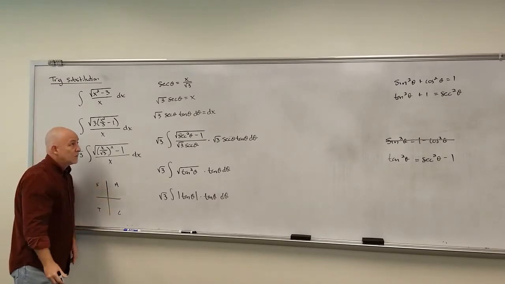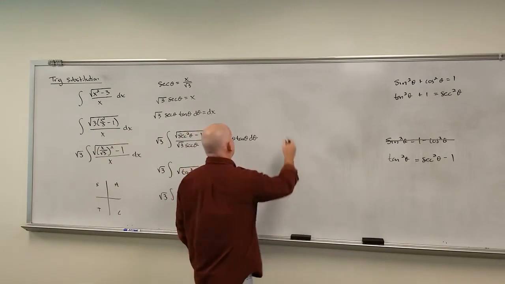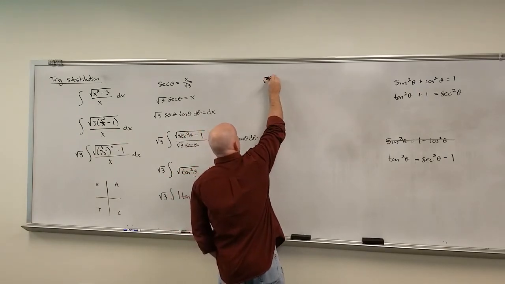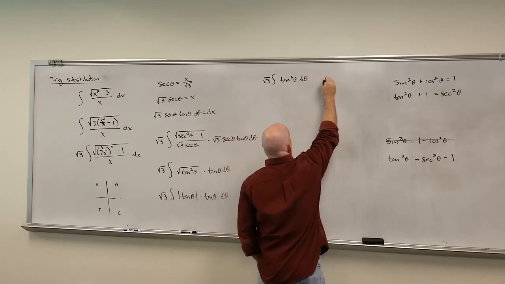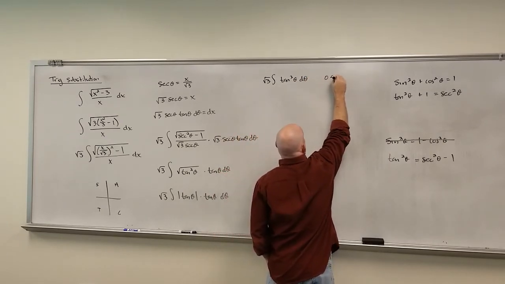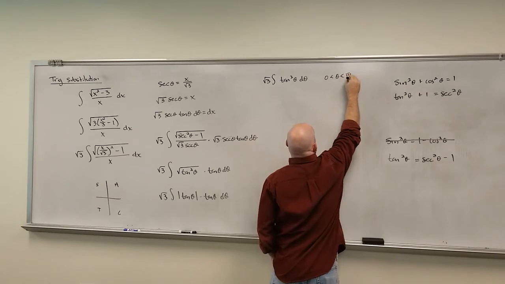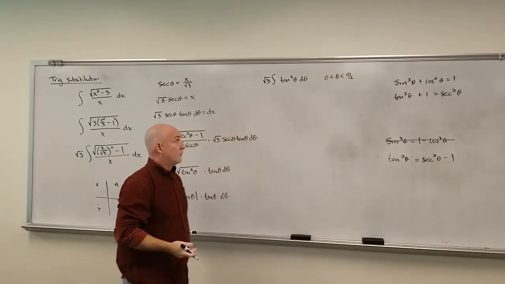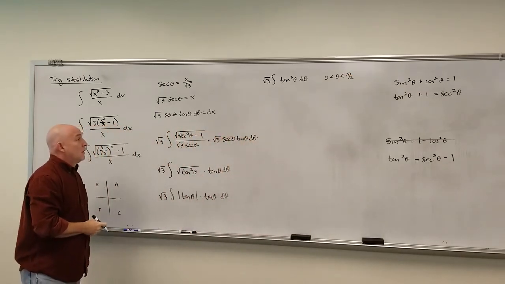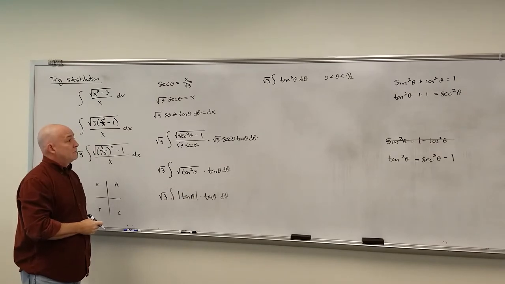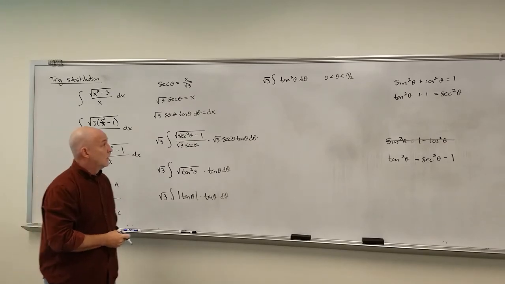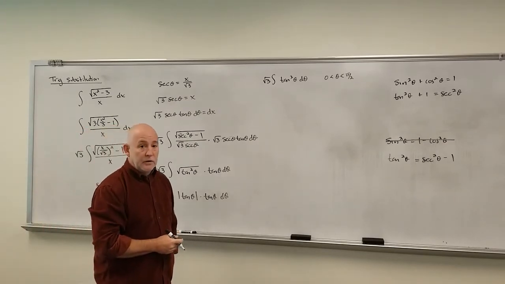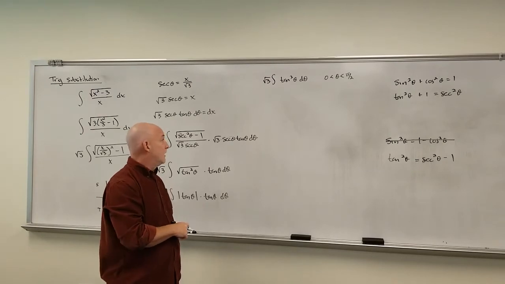to pi over 2. So we're going to go ahead and write this as the square root of 3 tangent squared theta d theta, as long as our theta falls between 0 and pi over 2, or basically in the first quadrant. All right, how do we integrate tangent squared? Anybody? All right, well, can we integrate it directly? Do we know anything that has the derivative of tangent squared?